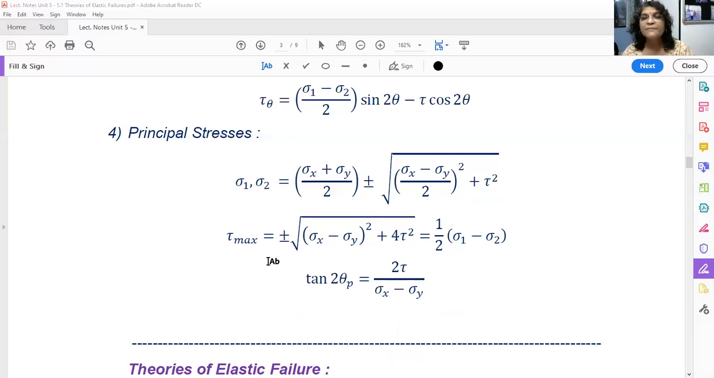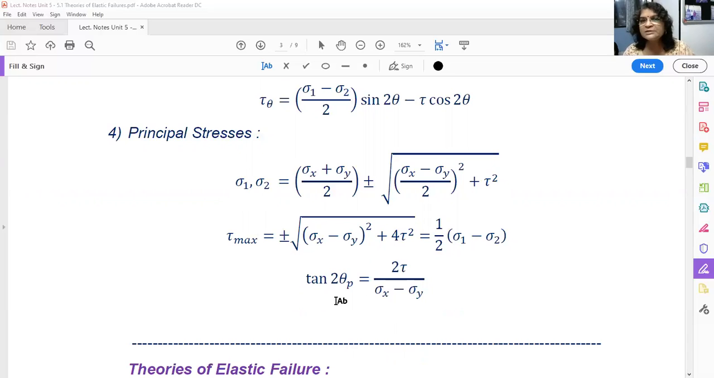Okay, and how to find out maximum shear stress? Tau max is plus or minus 1/2 square root of (sigma x minus sigma y) whole square plus 4 tau square. Or you can also find out tau max by knowing sigma 1 and sigma 2. So that is equal to 1/2 (sigma 1 minus sigma 2).